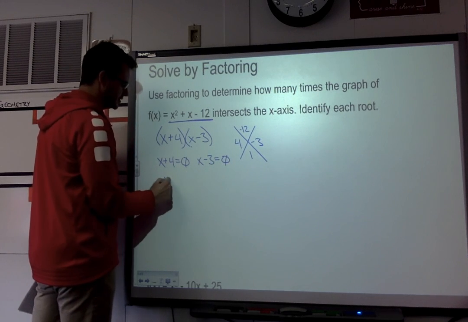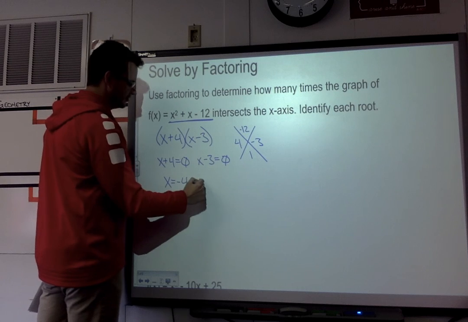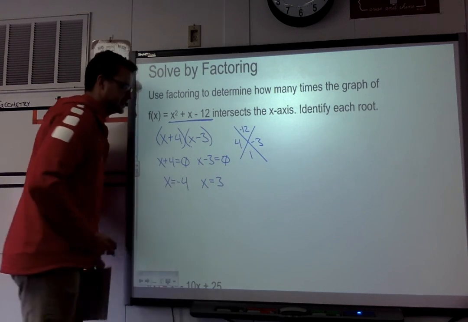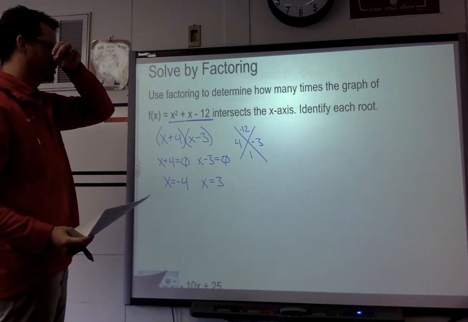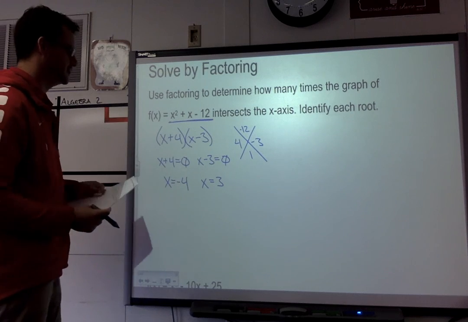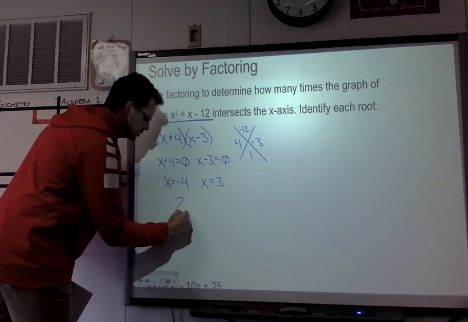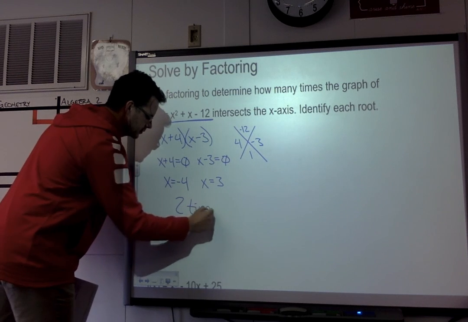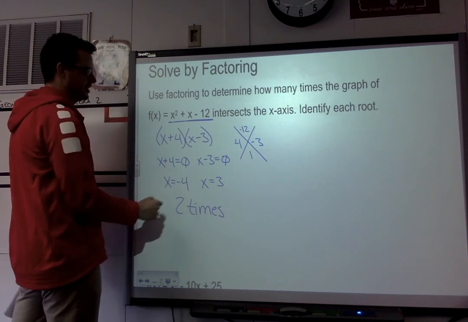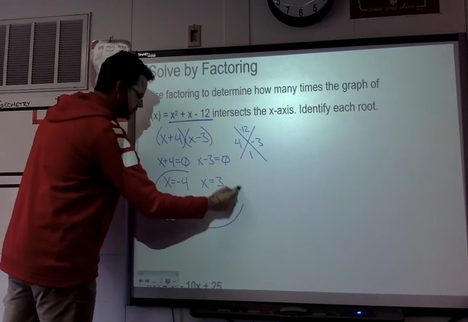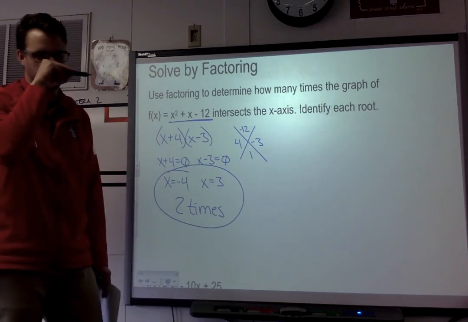And then solve, so we would get x equals negative 4 and x equals 3. So determine how many times the graph will intersect the x-axis. It intersects 2 times. And then identify each root. Those are those solutions we just came up with.